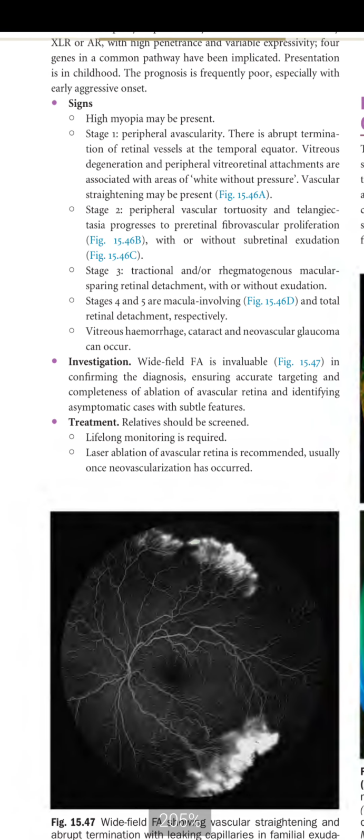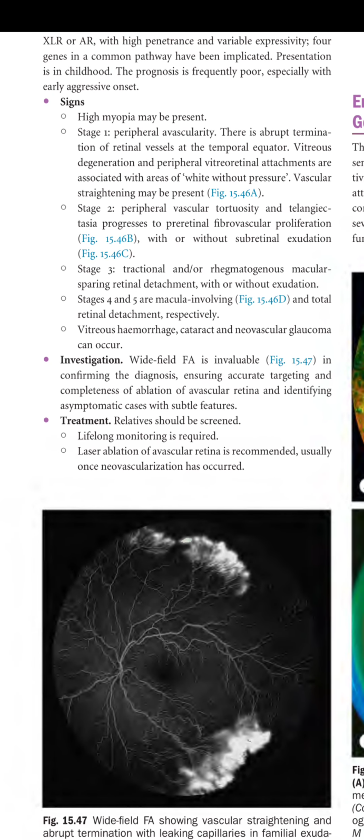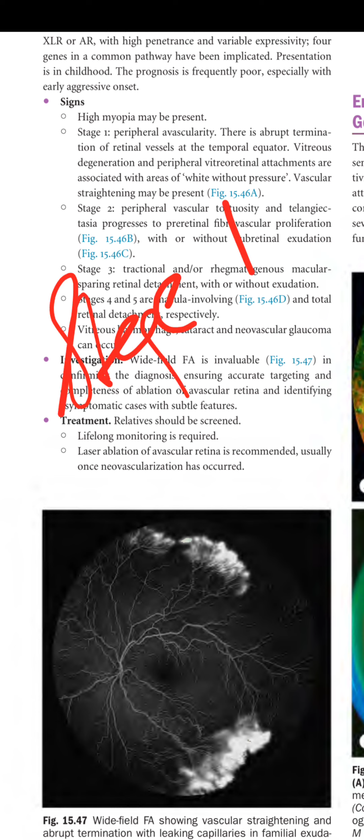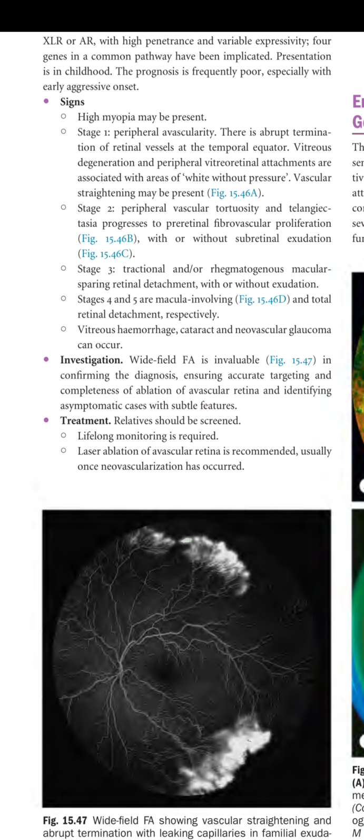Stage 1 is peripheral avascularity. There is an abrupt termination of the retinal vessels at the temporal equator. Vitreous degeneration and peripheral vitreoretinal attachments are associated with areas of white without pressure. Vascular straightening may occur. So stage 1 consists of the sudden termination of the retinal vessels at the temporal equator.